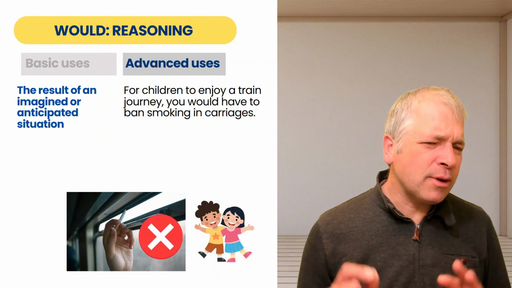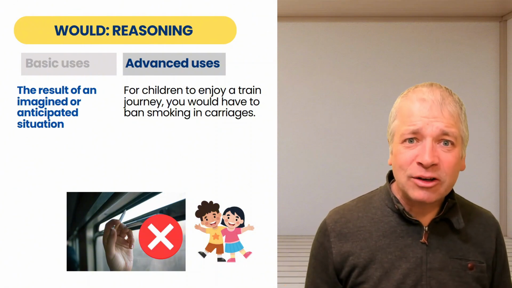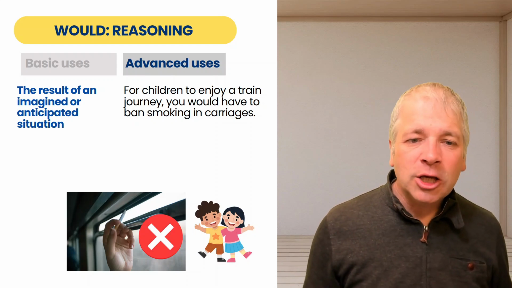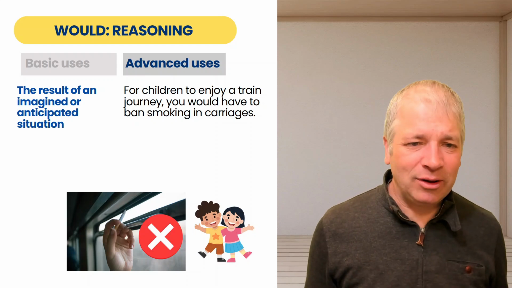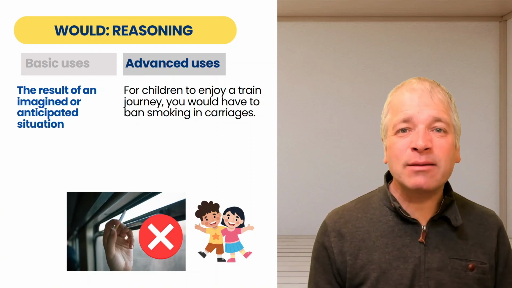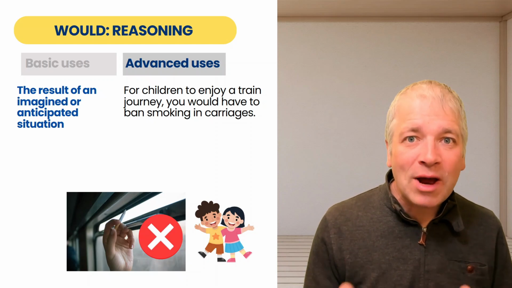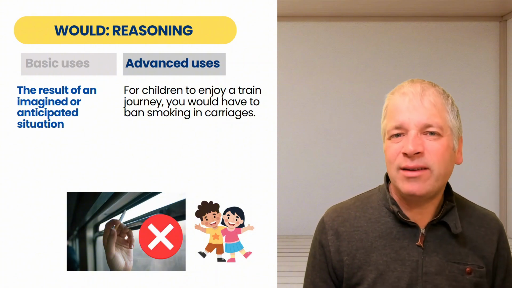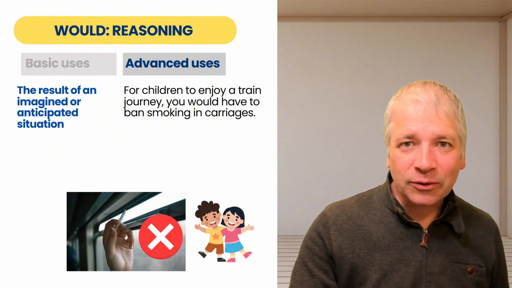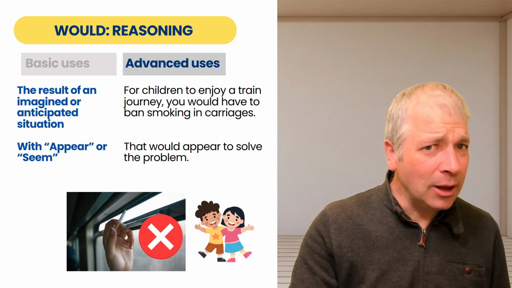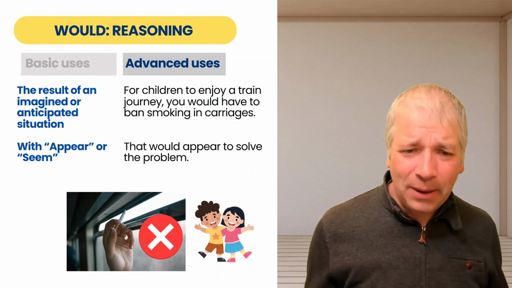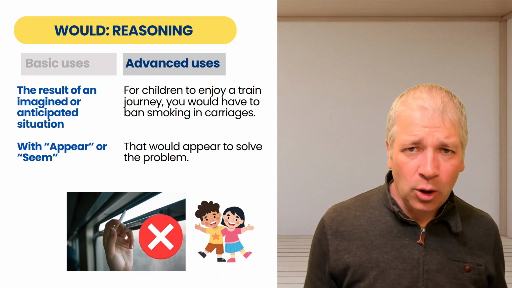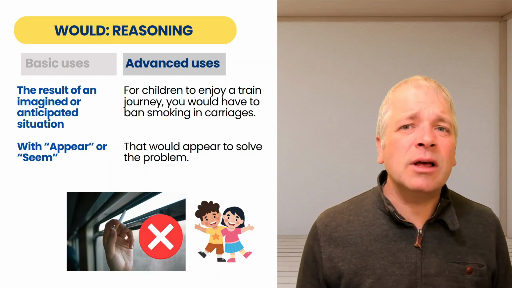If you're talking about the result of an imagined or anticipated situation, would is also useful. For children to enjoy a train journey, you would have to ban smoking in carriages. So here, something is necessary for the children to enjoy the train journey. One thing has to happen before the other thing happens, and it's all imaginary or anticipated because it's not real at the moment. With appear or seem, we often use would. That would appear to solve the problem, rather than that appears to solve the problem. Would appear means it looks likely.